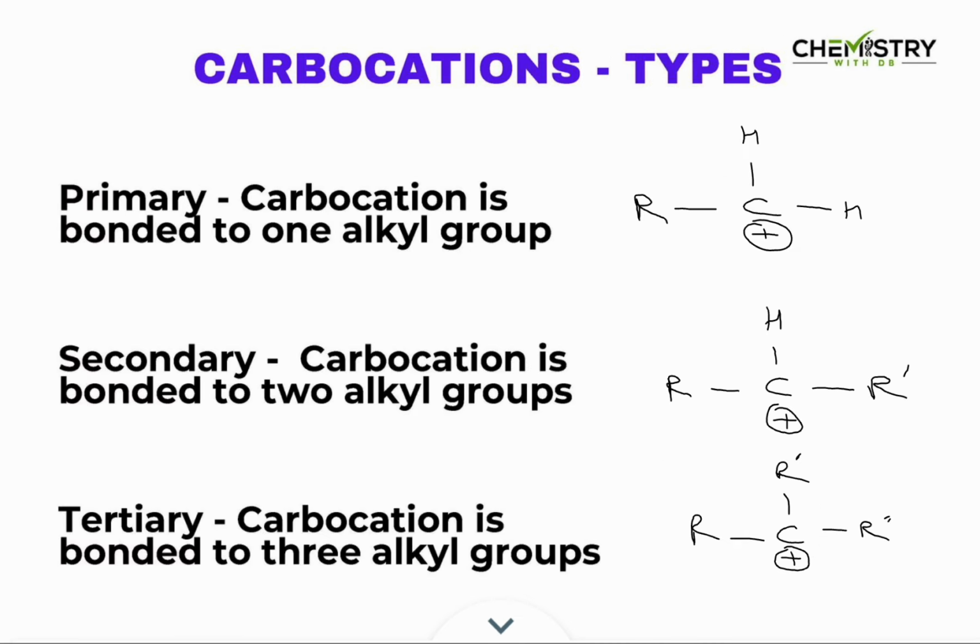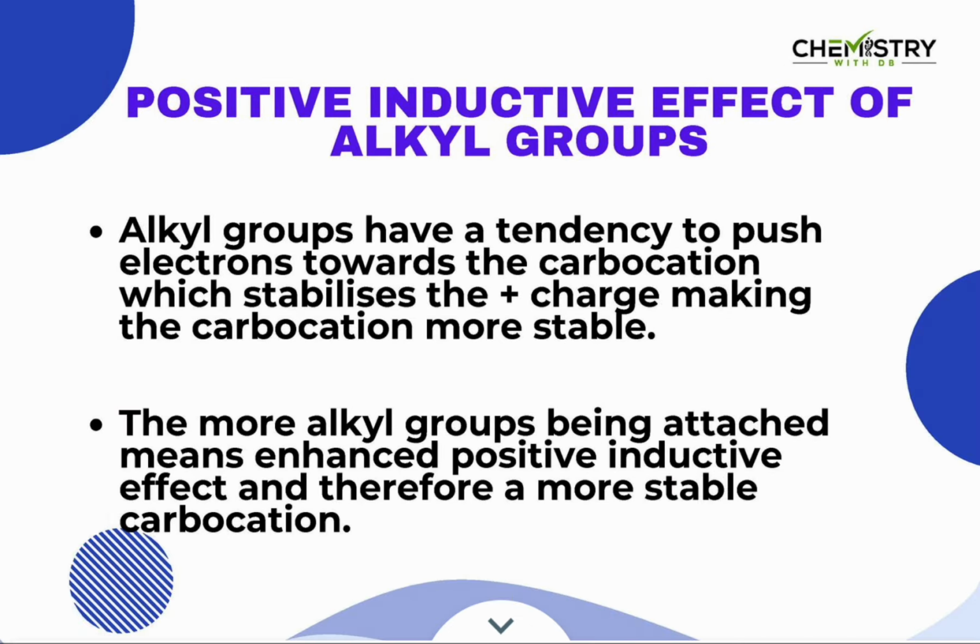Now what exactly decides this Markownikoff's rule is the types of different carbocations. We have primary, secondary and tertiary. A primary carbocation is one which is bonded to only one alkyl group. You can see that this is the one alkyl group that this carbocation is bonded to. In the secondary carbocation, the carbon is bonded to 2 alkyl groups, and in the case of tertiary, the carbocation is bonded to 3 alkyl groups.